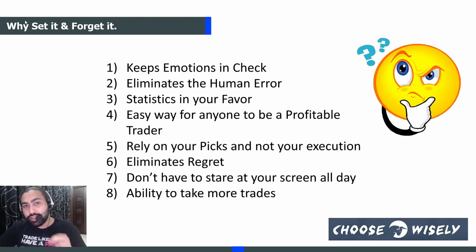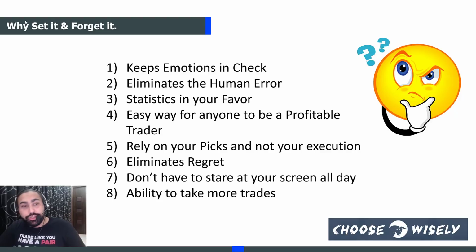It eliminates the human error because here's the thing. The more orders you're placing into the market, the more errors you're going to make, right? Maybe you put the wrong price. Maybe you put the wrong quantity, right? Maybe you put the wrong stop loss. Maybe you use the wrong order type. A lot of errors can happen. But if you're just getting in a trade and putting a set it and forget it type of order, again, you're not placing any other orders. So it eliminates the human error, right?